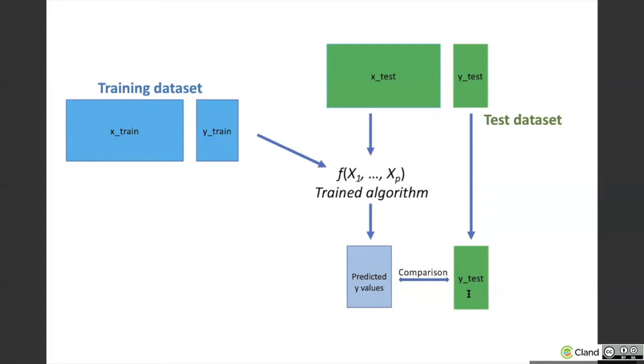A very popular metric is the mean square error or the root mean square error, which corresponds to the mean square difference between the observations and the predictions. Another popular metric is the R square, measuring the strength of the link between the predictions and the observations. And you have plenty of other metrics that are sometimes used as well to assess the performance of the trained algorithm.